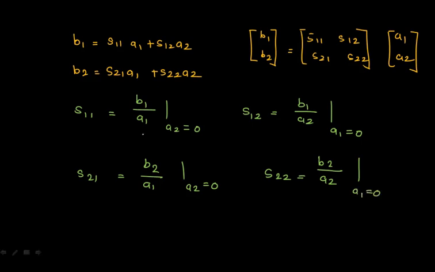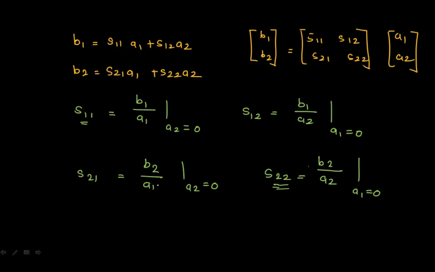So do remember, when I say S11, this is the reflection coefficient at the same port. If it is perfectly matched, this S11 must be 0. If my second port is perfectly matched, there will be no reflections when I'm giving something, so this must be 0. What about S12? It is the ratio of B1 by A2.